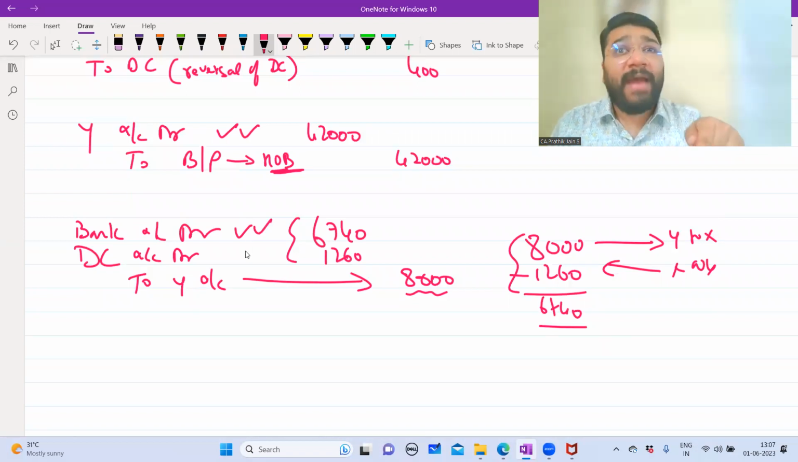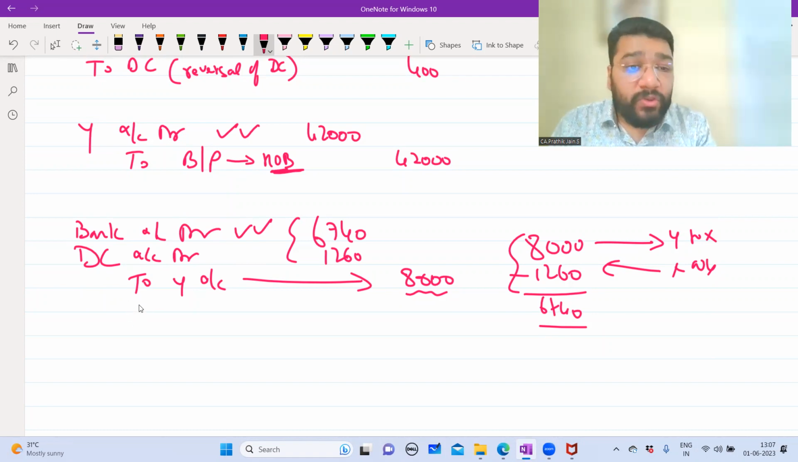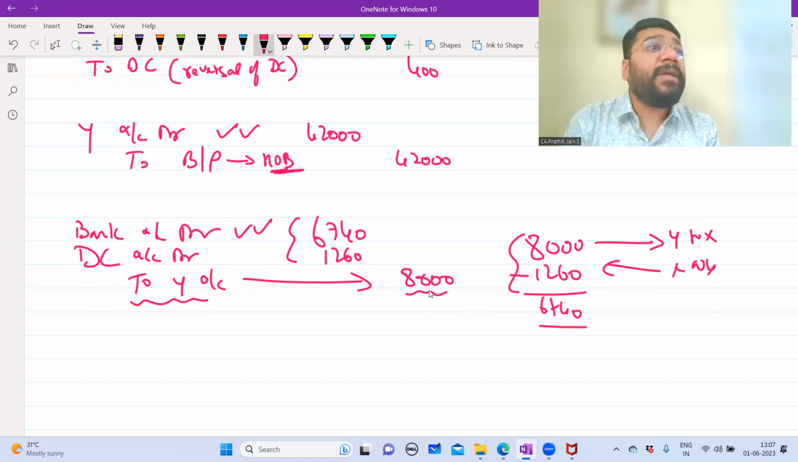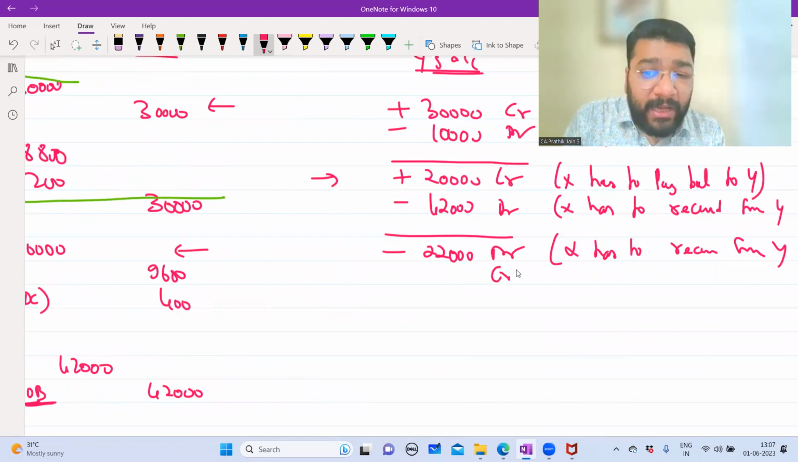So actually Y settled amount, total amount how much? 8,000 rupees. Y is settling totally 8,000 rupees. Only outflow is 6,740. So don't focus on 6,740. We are doing Y's account. So Y's account is settled to the extent of 8,000 rupees. Y account is credited by 8,000 rupees. So come back here. Y account is credited by 8,000 rupees.